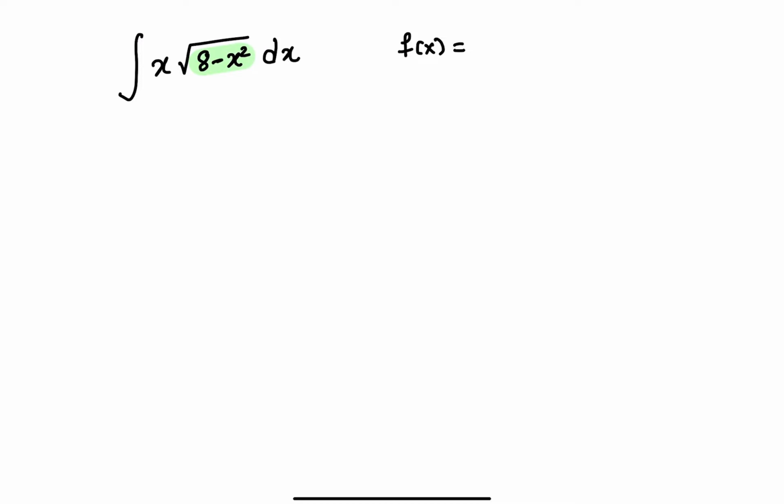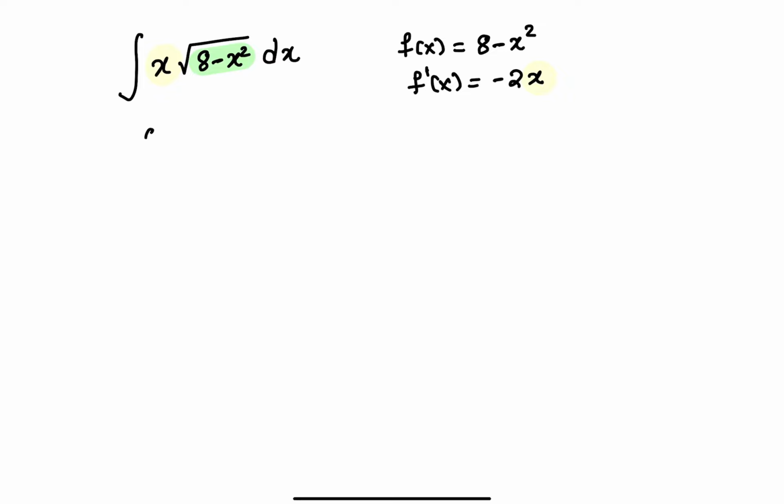My function f of x is 8 minus x squared, and my derivative is negative 2x. But wait a minute, I have only a part of my derivative here. That's okay. Remember, you can always plug in. You can multiply and divide.